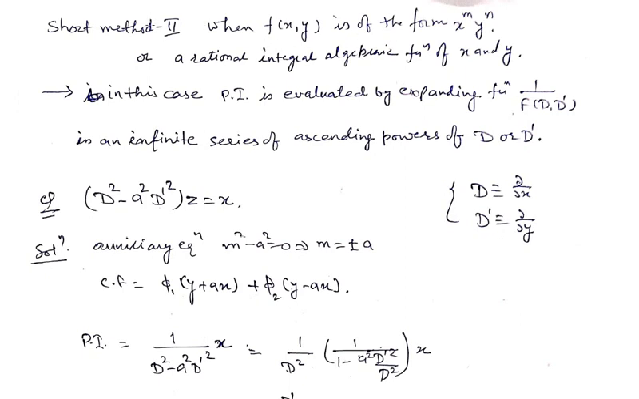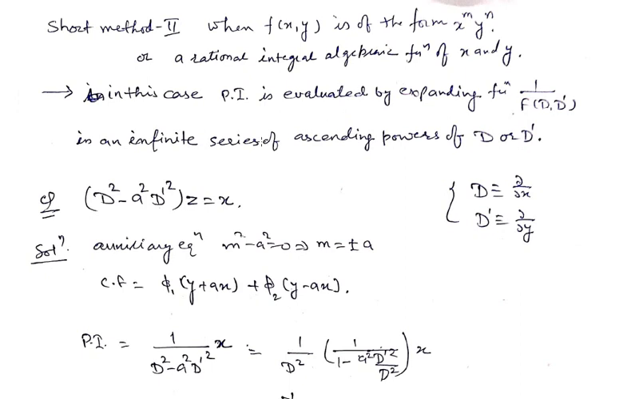Now we will discuss another particular method when the right hand part, which is a function of x, y, is in the form of x raised to power m, y raised to power n. If the given function is of such type, then we can apply a particular method to find the particular integral. In this case, to evaluate PI, we expand the function 1 upon F(D, D dash) in an infinite series of ascending powers of D or D dash.